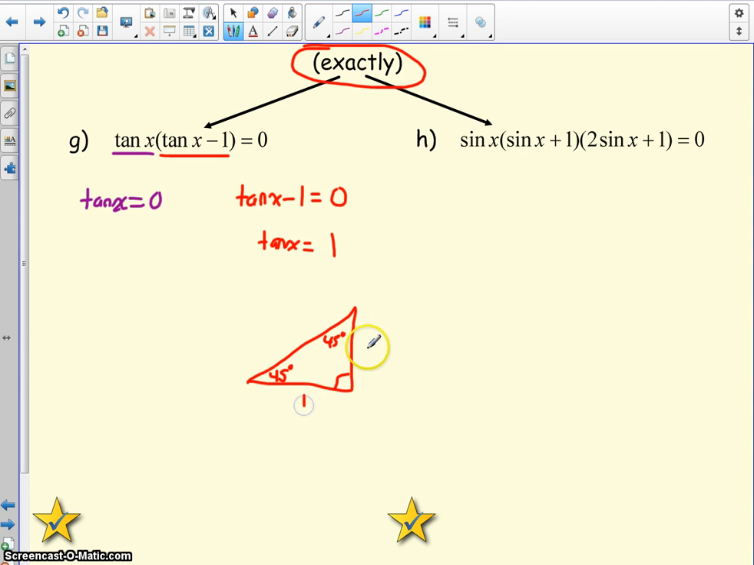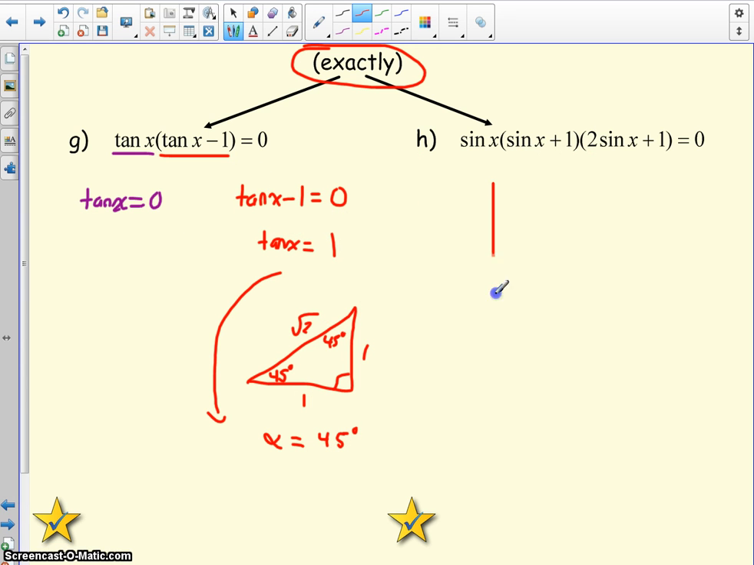Okay, so in that triangle we have side lengths of 1, 1, and root 2. So it's tan of 45 degrees equals 1. So right from here we can say that alpha is equal to 45 degrees. Okay, why is it alpha? Why is it not x?